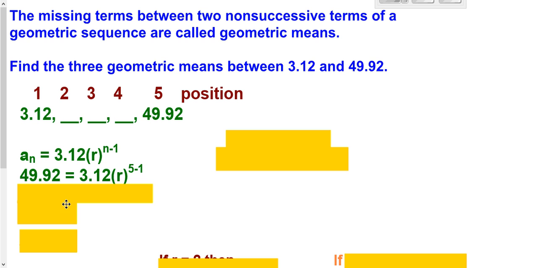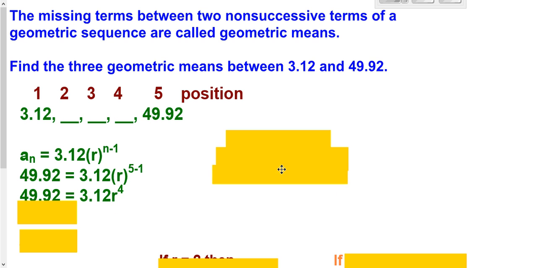So we could plug in 49.92 over here for our last term. Our first term, r raised to the fifth minus 1, which is 4. n is 5 because that 49.92 is in the fifth position. So then all we have to do is solve that. We'd want to go ahead and divide both sides by the 3.12. Then we'd want to take the fourth root.